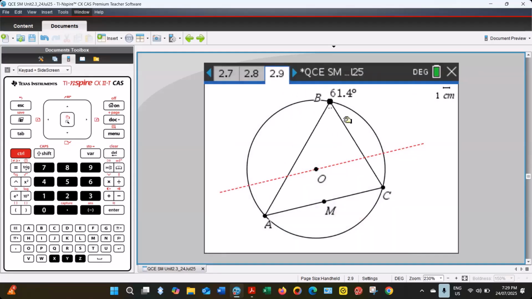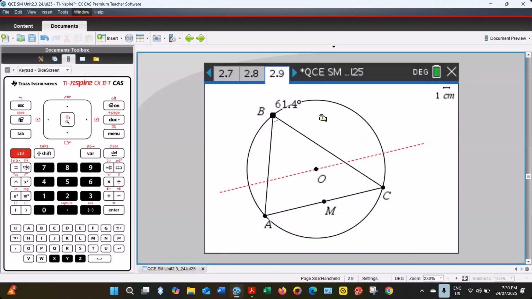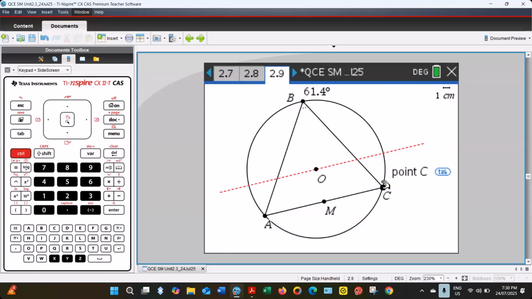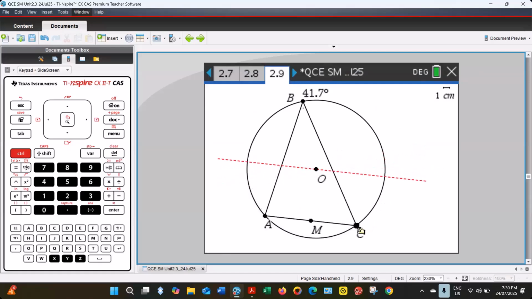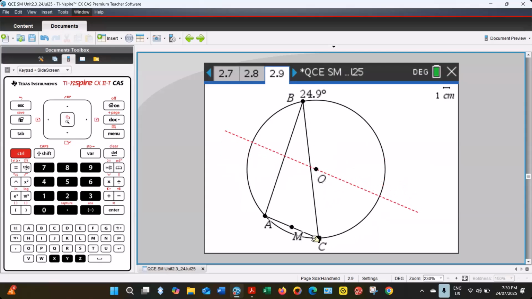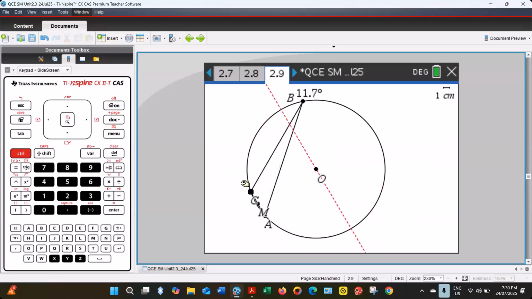Interestingly, I'm just proving another theorem. It doesn't matter where I move B, the angle doesn't change. So I'm just showing another theorem. But I'll now see what happens if I drag, say, point C around.